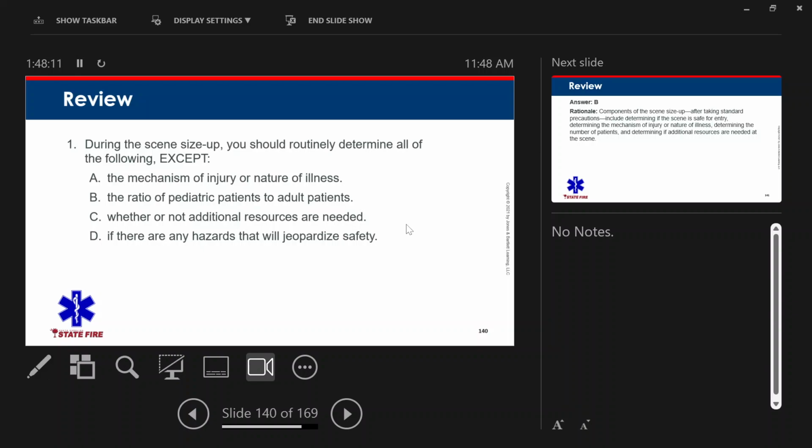The ratio of pediatric patients to adult patients? Let's hold on to that. Mechanism of injury and nature of illness, we certainly do. Whether or not additional resources are needed, we certainly do. If there are hazards, that's our safety. So I agree based on these answers, even though it's an awful way to form it, and you're taking the test, you'd be like, do I know that in scene size up? You do. But based on those answers, B is the only stupid one. Agree?